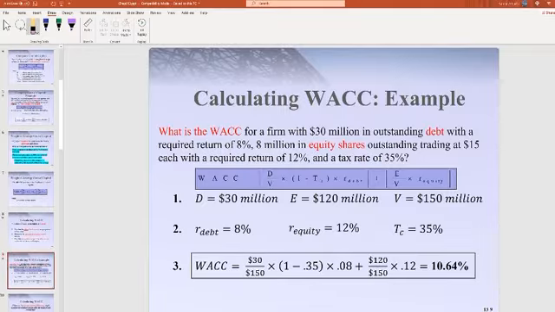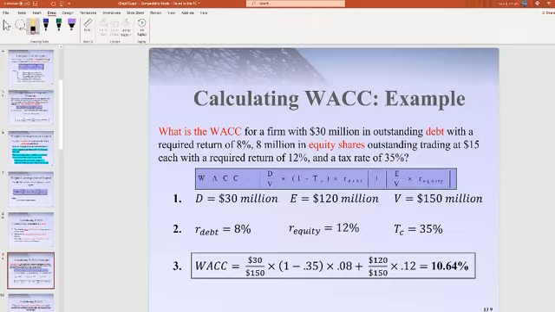So let's start. We have one example here. What is the WACC? So the question is clear. What is the WACC for a firm with 30 million in outstanding debt with a required return of 8%, 8 million in equity shares outstanding, trading at $15 each with a required return of 12% and a tax rate of 35%? So you can see from the question, we have 2 sources.